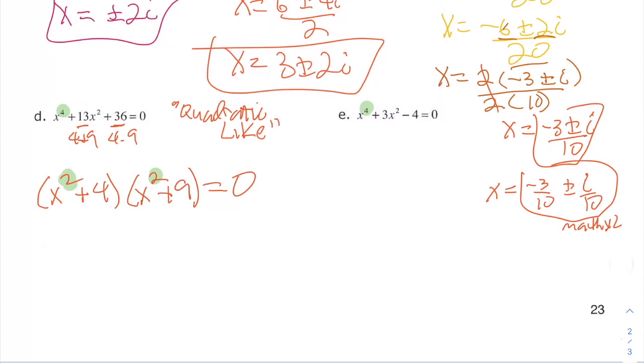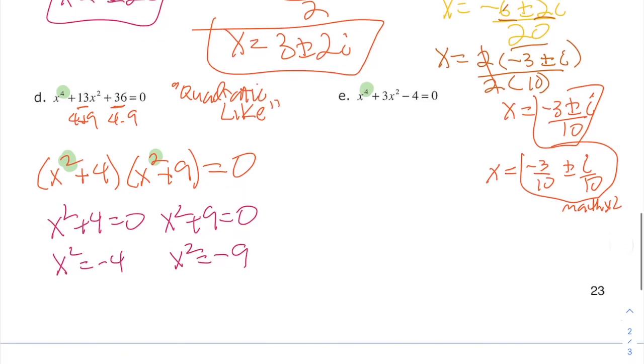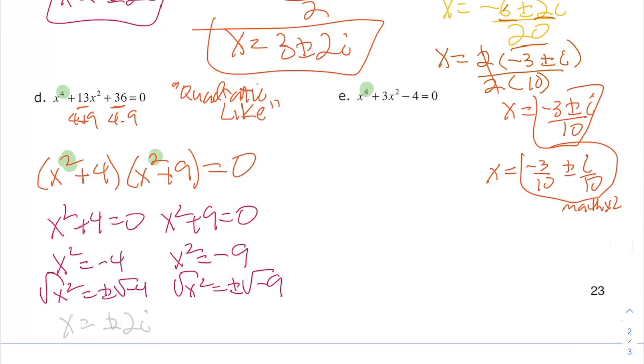Now here's the neat thing about this. It's x squared plus 4 equals 0, and x squared plus 9 equals 0. This is why it's quadratic-like, because we solve it like a quadratic, and now we use the zero product property. As we continue to get x by itself, we start to see things unravel. Now I take the square root of both sides, and x is equal to plus or minus 2i, and x is equal to plus or minus 3i.